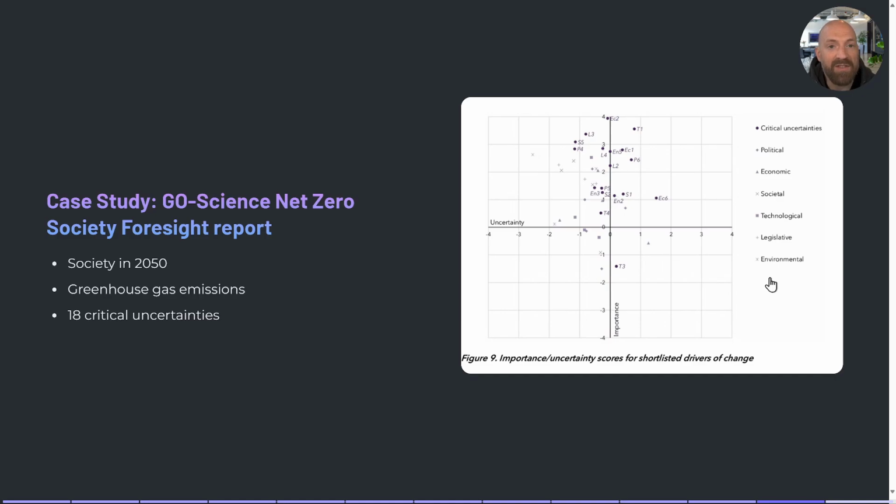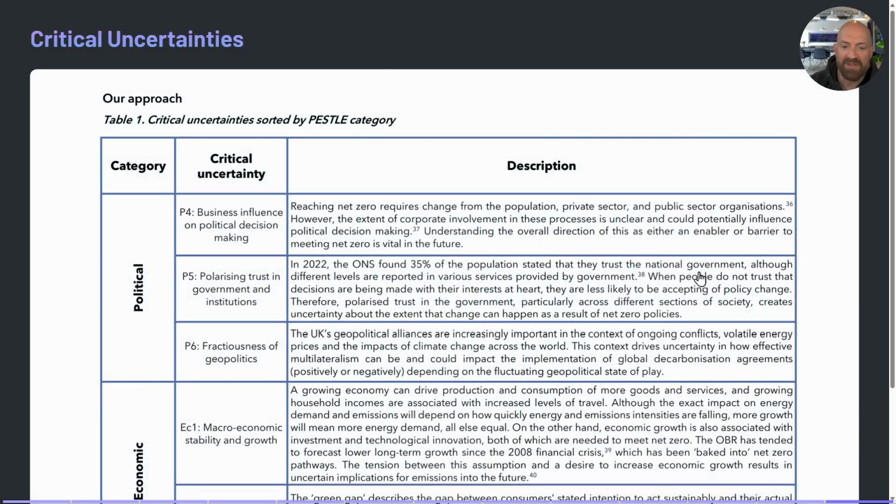So during their driver mapping, they came up with 18 critical uncertainties. So things are important, but they're not sure what's going to happen. So on the screen, they can see how they've mapped them, importance and uncertainty, and then they've categorized them with PESTLE, which we looked at earlier. This is what they can look like.